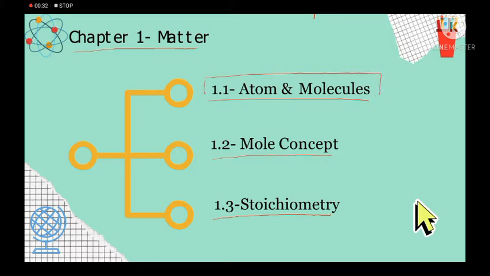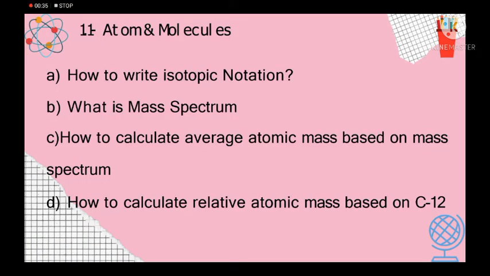molecule. At the end of this video, what you should get from this video is, first, you need to know what is isotopic notation and how to write the isotopic notation. Second, you need to know what is the mass spectrum, what it is and how it looks like. Then you need to know how to calculate the average atomic mass based on mass spectrum. And the last one is how to calculate relative atomic mass based on carbon 12. So these four are the objectives for this lesson.